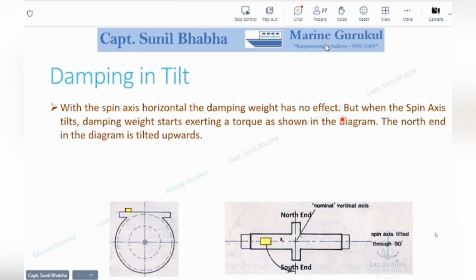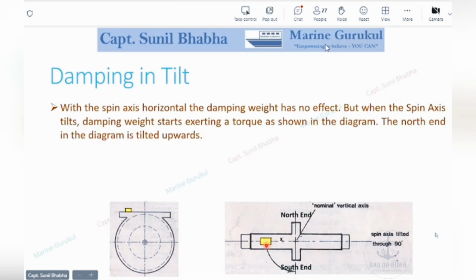But let's assume now that the spin axis has tilted by 90 degrees. That means the second diagram which you see on the right hand side. When the spin axis tilts, the damping weight starts exerting a torque. So if you concentrate on the right hand side diagram, the north end is now pointing upwards and the south end is pointing downwards. The damping weight is offset to the west. So now this damping weight tries to push this part of the casing down. It is basically as if it is trying to push the south end of the spin axis as shown by this arrow.